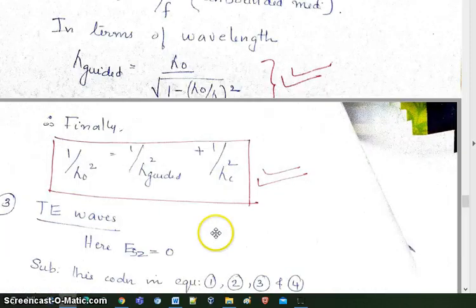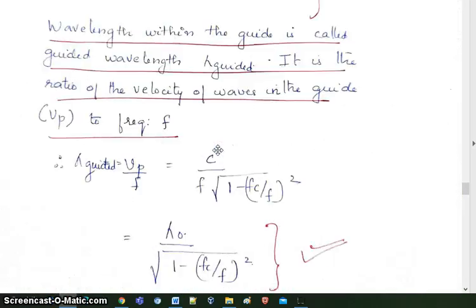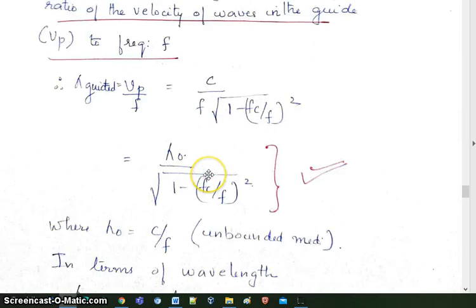And finally this relation is also important. This is a relation connecting lambda naught, lambda c and lambda guided. That is 1 by lambda naught square is equal to 1 by lambda guided square plus 1 by lambda c square. And that's all in this slide, and thank you.